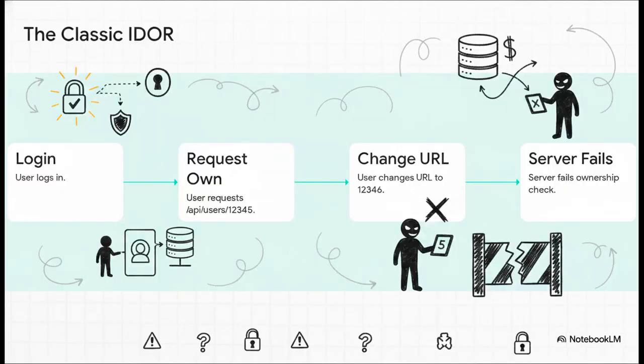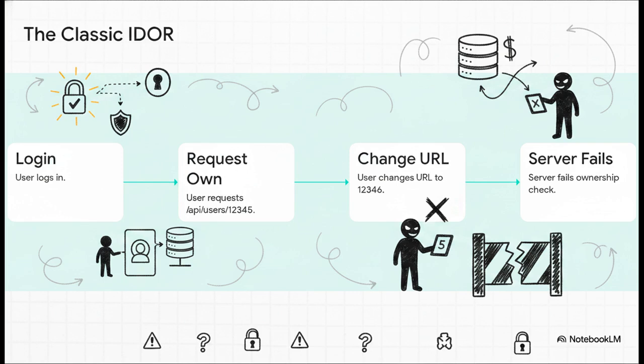Let's look at how this leads to a classic insecure direct object reference, or IDOR attack. Watch this microstory unfold. Step 1. A user logs in perfectly fine. Step 2. They navigate to their own profile at API/users/12345. The system checks their session token. Yep, they're authenticated. Step 3. The user maliciously changes the URL parameter from 12345 to 12346.